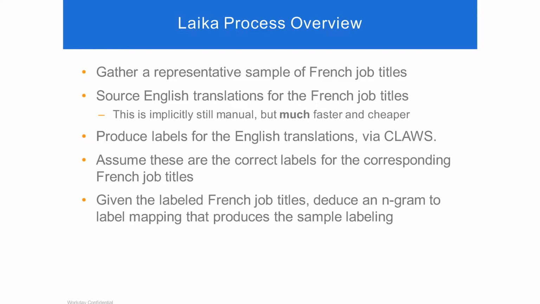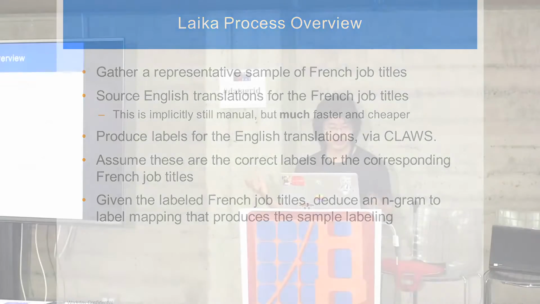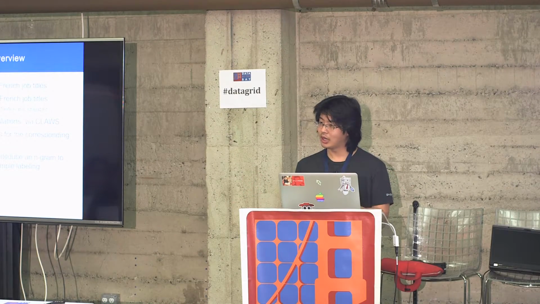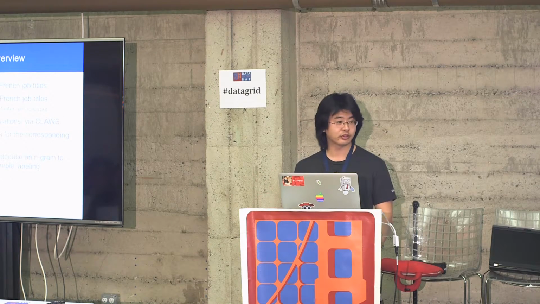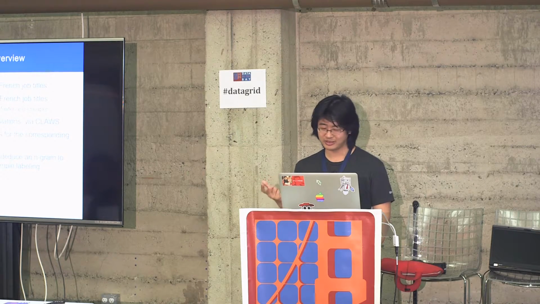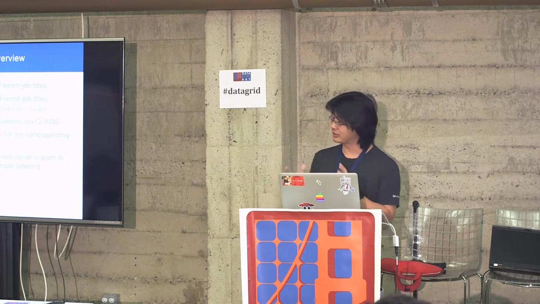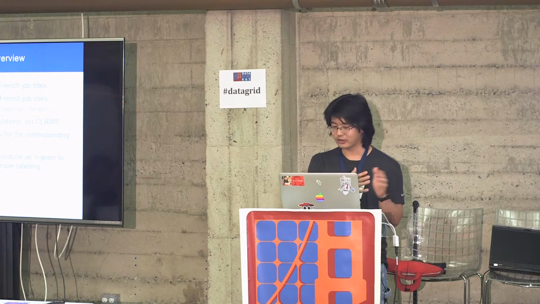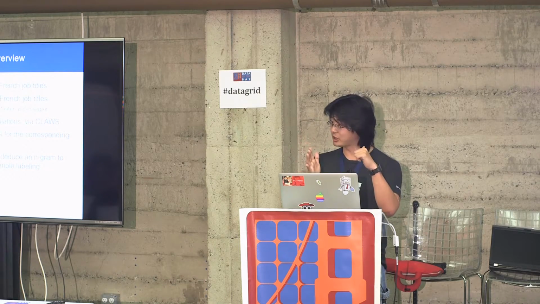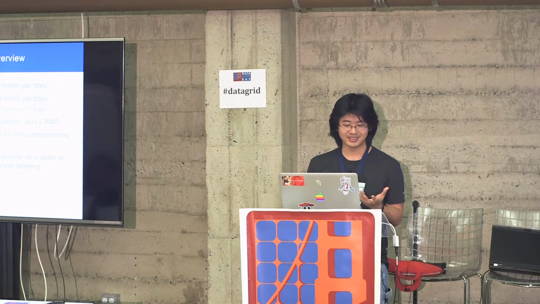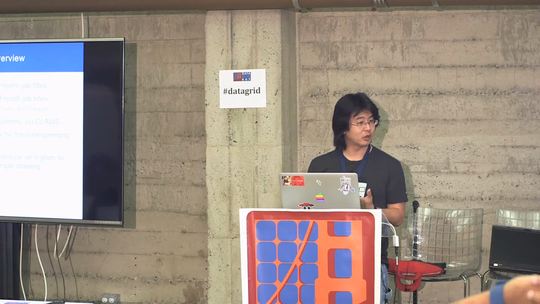So let's go over the overall process. We built a tool called Laika that actually does this. First, we gather a representative sample of French job titles. We need to source English translations for these job titles. Now this, at its root, is still going to be manual, because for our purposes, automated translation isn't necessarily going to work. We need some specialized knowledge of how the job titles in this field are structured, or, if we go back to the first slide, sometimes you get specialized abbreviations or jargon for job titles that automatic translation is not going to deal very well with.